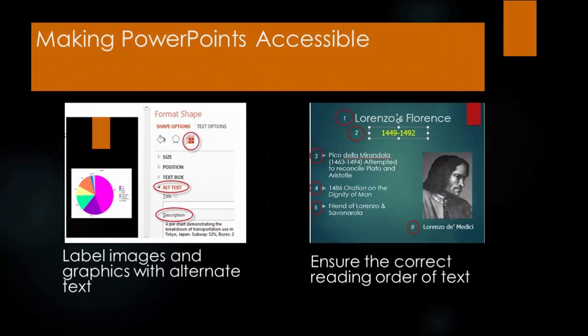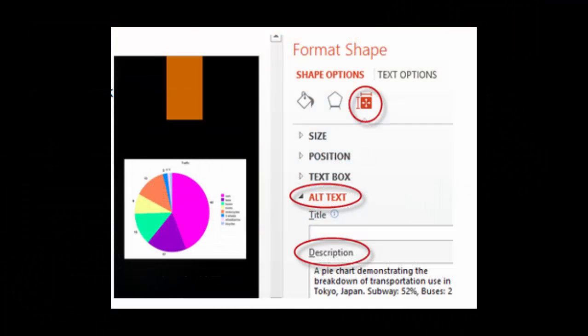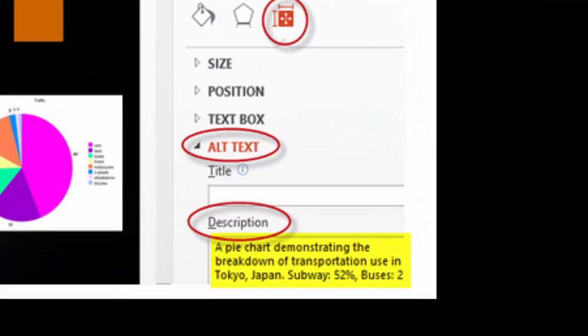Two of the most important steps for ensuring PowerPoint accessibility are: 1. To label images and graphics with alternate text, and 2. To ensure the correct reading order of text on each PowerPoint slide. Alternate text, also called alt text, is what is read to a screen reader, a device used by blind, low vision, or individuals with reading disabilities to access computer content.